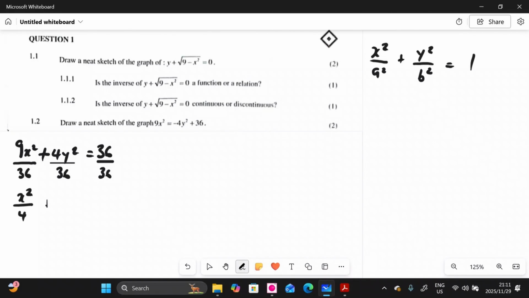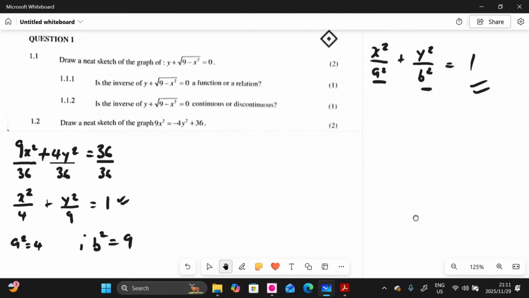If you divide by 36, on the first term, we will have x squared divided by 4 plus, and then on the second term, we're going to have y squared divided by 9, and this is equal to 1. Now, this looks like this. As you can see, a squared is dividing x squared. From our equation here, our a squared, we can say, is equal to 4, right? And then our b squared, the one that is dividing y squared from this equation there, is 9.